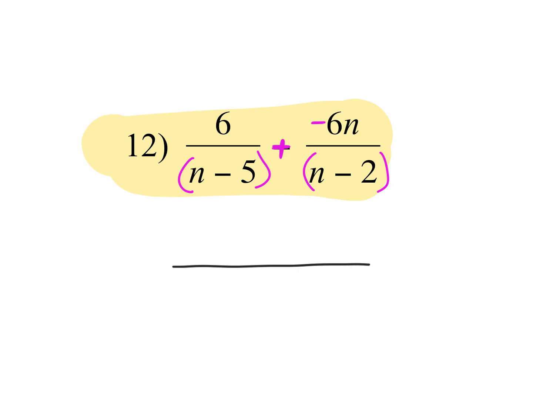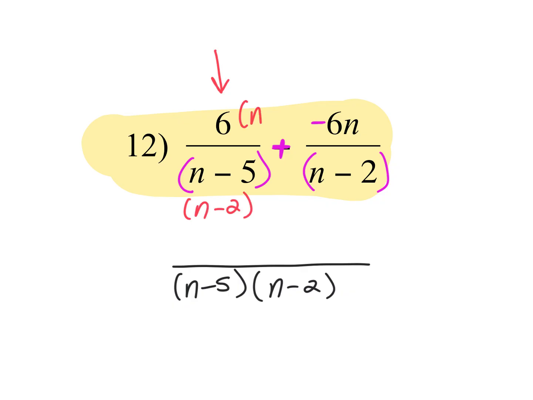What's my common denominator between n minus 5 and n minus 2? You stick them together. Perfect. N minus 5 times n minus 2. So now we're going to look at each fraction independently. My first fraction in the denominator has an n minus 5. What's it missing? The n minus 2. Perfect. So what you do to the bottom, you do where? To the top.